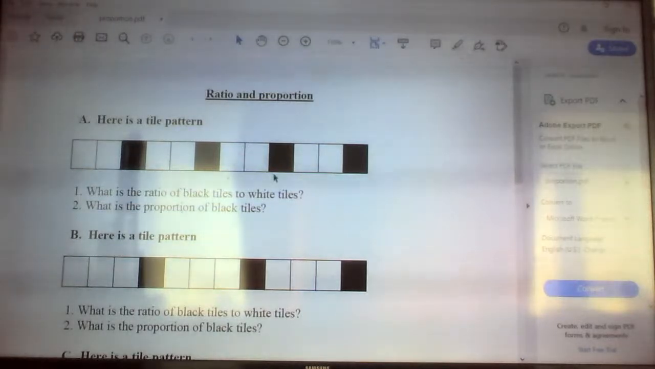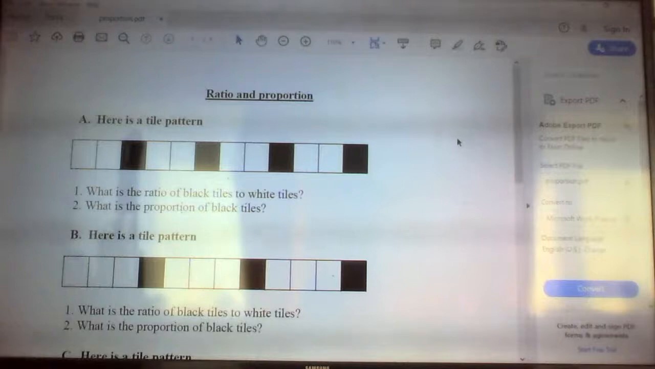So ratios and proportions, and we're dealing with mathematics, of course. You should be able to see the whole screen. And if you look on the link that I left, click on that, you've got your own version of it.